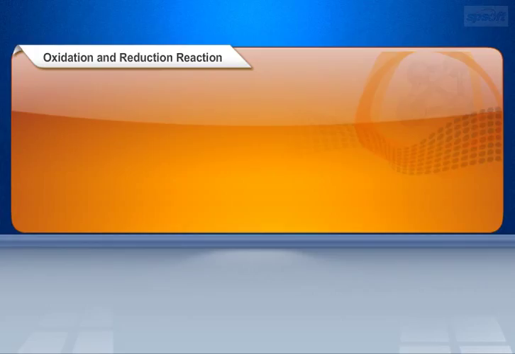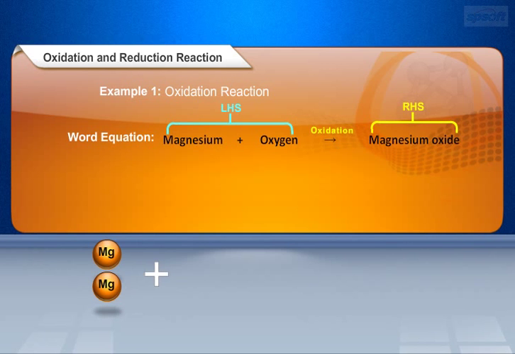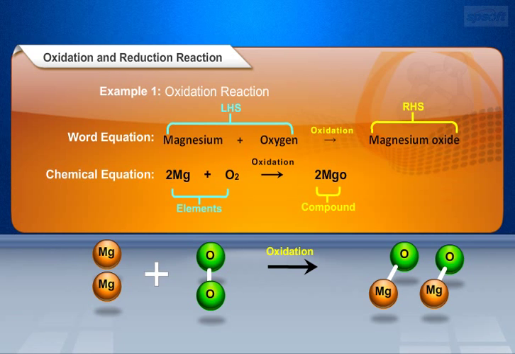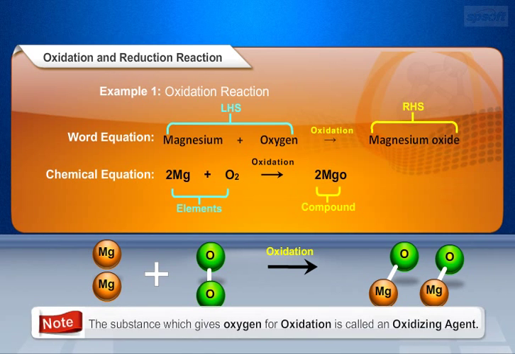Here are some examples for oxidation reaction. Example 1, oxidation reaction. The word equation is magnesium plus oxygen, on oxidation, gives magnesium oxide. Here on the left-hand side, magnesium and oxygen, which are elements, are called reactants, and on the right-hand side, magnesium oxide, which is a compound, is called the product. In this reaction, magnesium gains oxygen to form magnesium oxide, which is called oxidation reaction. Please note that in oxidation reaction, the substance which gives oxygen for oxidation is called an oxidizing agent.